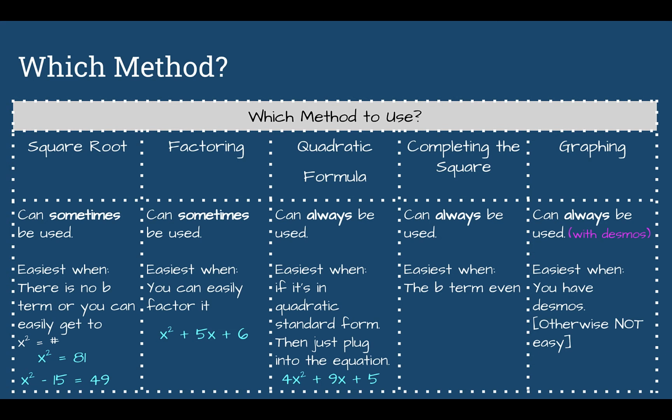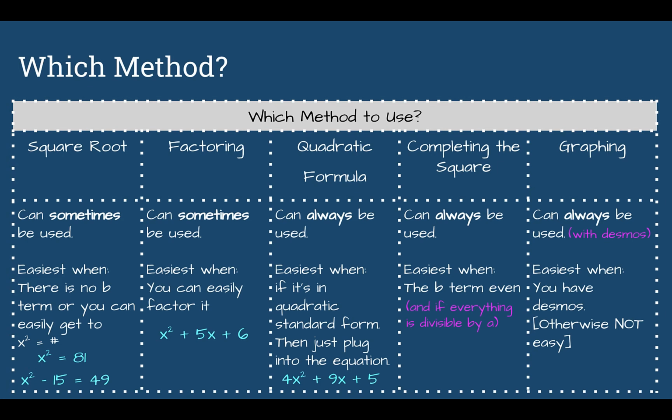The next one we learned about, which was actually lesson 3, was completing the square. Completing the square can always be used. However, it is easiest when the b term is even and if everything is divisible by a. So if a is equal to 1, then you don't have to worry about that. But if a is equal to something else and not everything is divisible by that number, then you're going to end up with some fractions or some decimals, which is fine. It's just going to get pretty complicated.